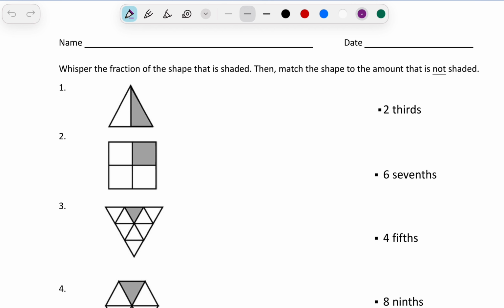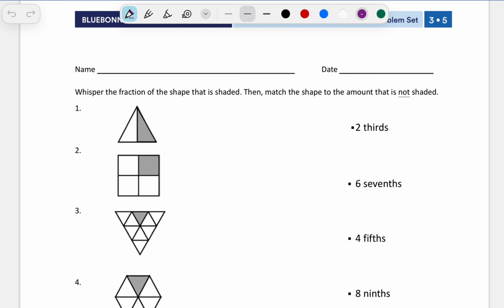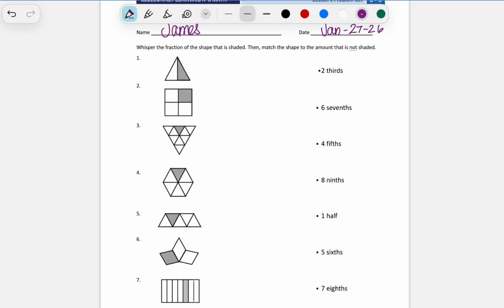All right, so we're going to start here with this problem set question. I'm going to put my name on this. Today is January the 27th, 2026. The instructions say to write the fraction of the shape that is shaded, then match the shape to the amount that is not shaded. You're going to match it to these questions here.